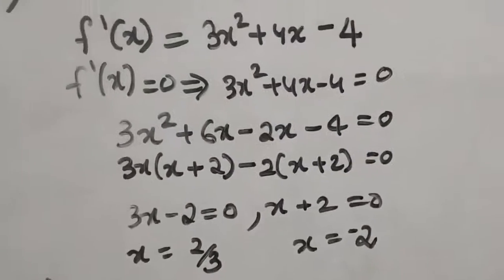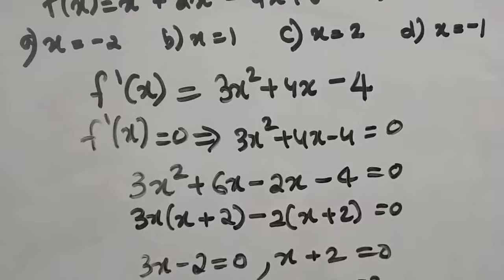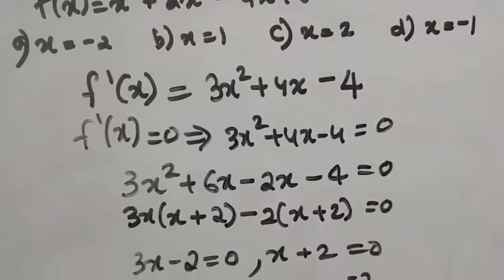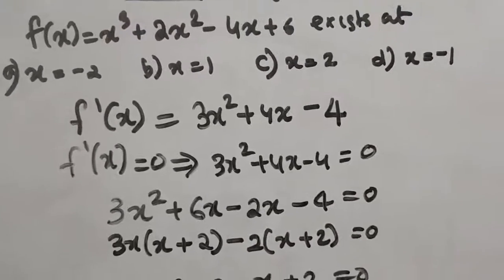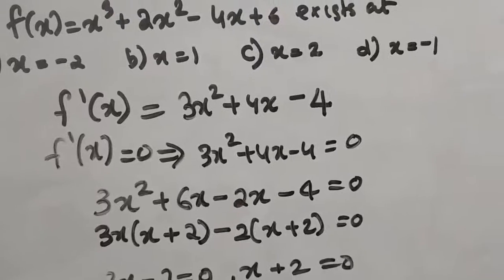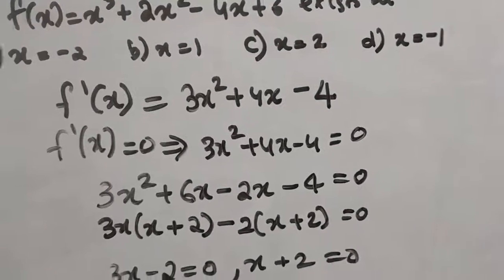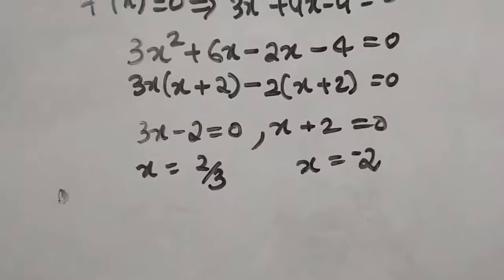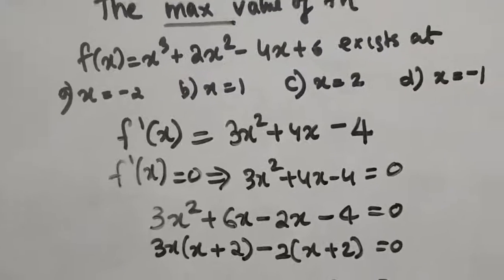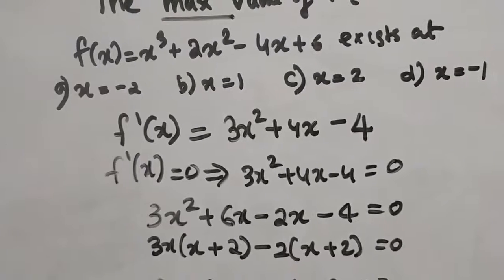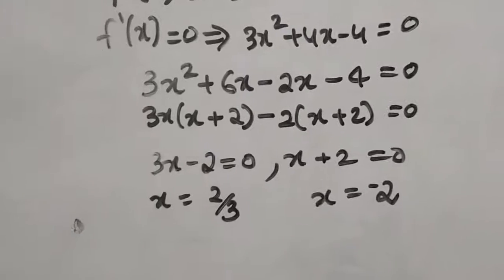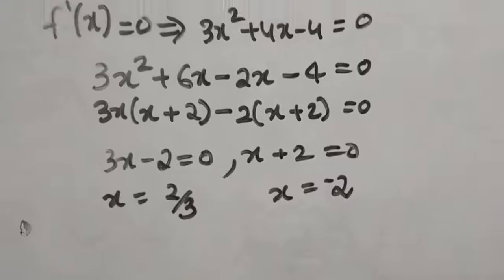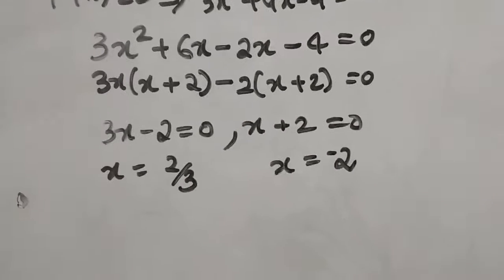See the steps, what all things we are doing. First we are doing f dash of x. They are asking maximum. At what point maximum is existing. So first we have to do f dash of x. Then next we have to equate f dash of x to 0. Then solve for x. So here I got two values. So from the options I am having minus 2, 1, 2, minus 1. So I am going for minus 2. So what I will do is next step. First step is f dash of x. Next step is f dash of x equal to 0.